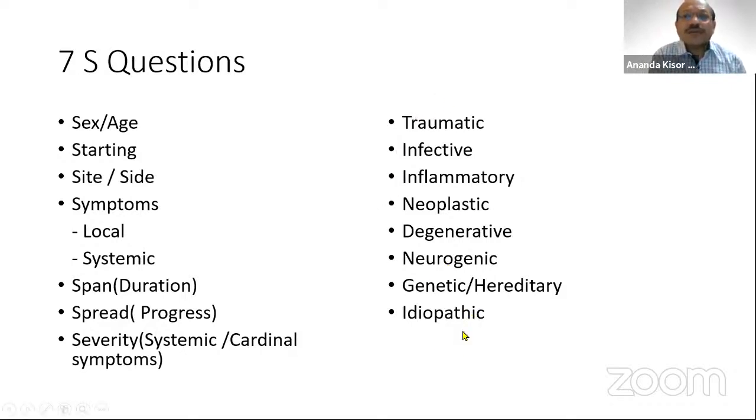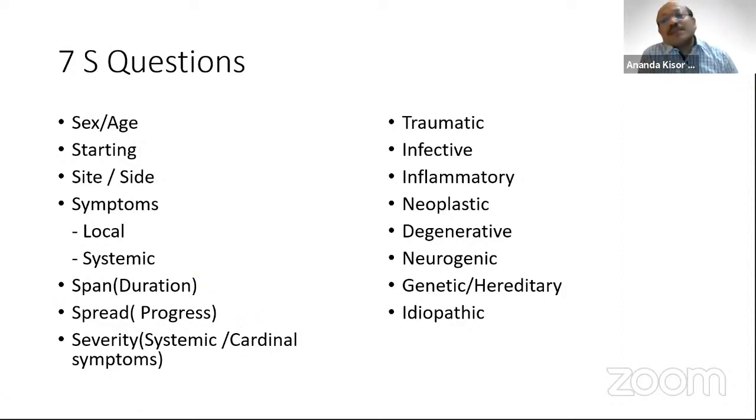So these are the diseases as given on the right side. By the 7S questions you can easily categorize the disease from the history. Spread with the progress of the disease. Some diseases are progressive, some are non-progressive. Progressive is ascertained with the due course of time. There is a gradual deterioration of the symptoms, a gradual restriction of the activities of daily living, or a gradual reduction of the walking distance. So these are the 3 points.